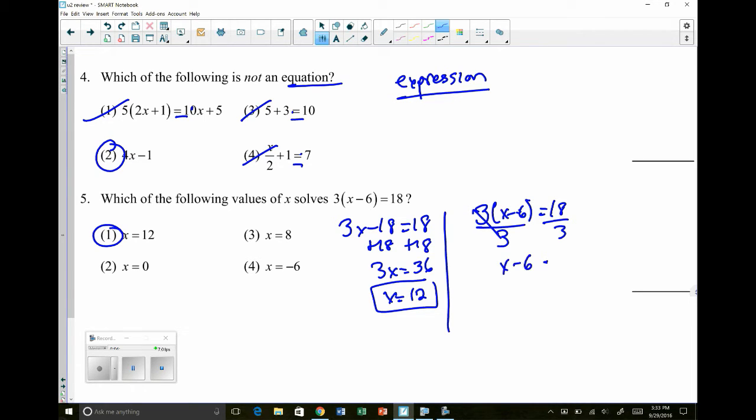X minus 6 equals 18 divided by 3 is 6, plus 6, and I got x equals 12. I made myself do less work by not distributing. Mathematicians are lazy. Choice 1's the answer. How do I check? Plug it in.